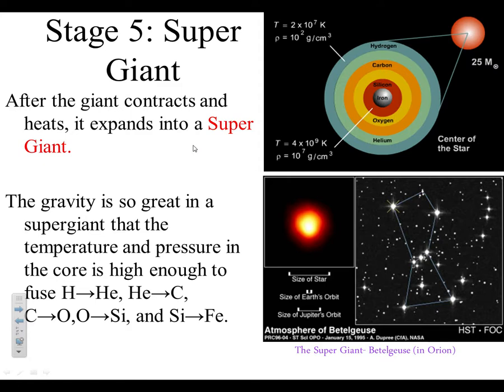It's going to contract. When it contracts, it gets really, really hot, and there's a ton of pressure because it's so high mass. The gravity is so great that the temperature and pressure in the core is high enough to fuse hydrogen to helium, helium to carbon, carbon to oxygen, oxygen to silicon, and silicon to iron. So we see in this picture here, we have iron forming in the center, silicon around it, oxygen, carbon, helium, and hydrogen. So a lot more layers than we saw with the low mass. Here's a picture of Betelgeuse, which is right there in the constellation Orion. So it's fusing all these things, using its fuel quickly.